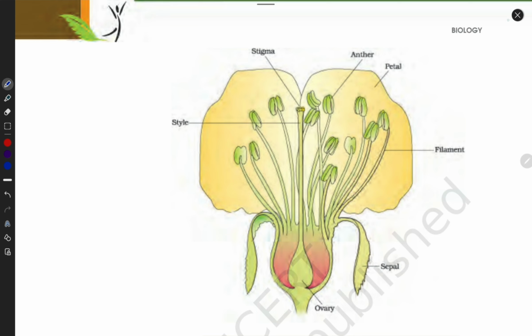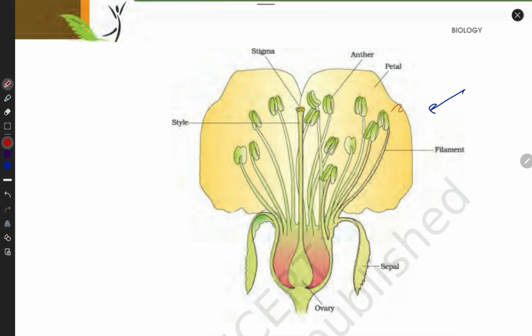What is a flower? This is the longitudinal dissection of a flower. Now tell me, what is this? This is the stigma, part of the female sex organ. This is the style, a long cylindrical structure of the female sex organ. And this is the ovary, and here the egg is present.